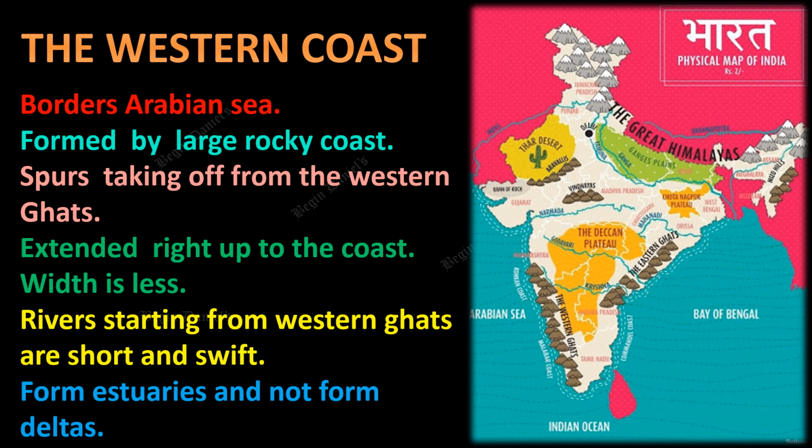It may be asked in the board examination, similarities and dissimilarities. We should know the comparative study of the western coast and eastern coast. It is very important. The western coast borders the Arabian Sea, formed by a large rocky coast, spurs taking off from the Western Ghats, extended right up to the coast. Width is less. Rivers starting from the Western Ghats are short and swift in nature, form estuaries and do not form deltas.